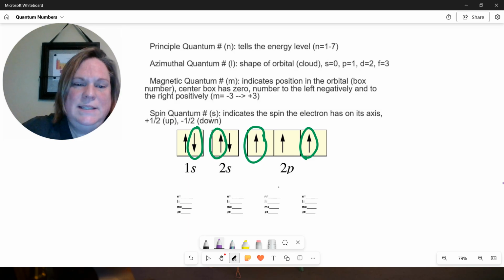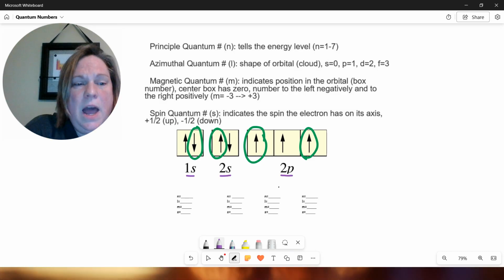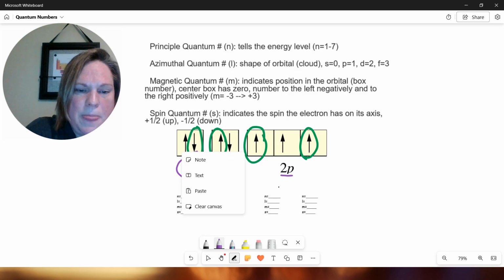Okay, I have an example here with the boxes showing the up and down arrows representing electrons. There are 7 electrons across here. We have filled the 1s, the 2s, and half filled the 2p. I've circled the electrons that I want to focus on. So let's look at the first one that I have here. It is found in the 1s box. It is in energy level 1. So N is going to be a 1. I know that because of the 1 out in front.